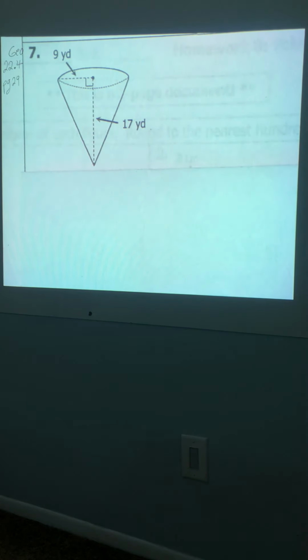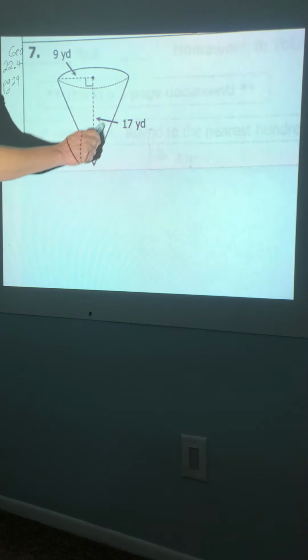Alright, again, this is geometry, and it is video 22.4, and this is page 29. So we're going to focus on cones. Sorry I made you wait. Alright, why is that a cone? Oh well, look, the base is a circle, and then it comes to a point.